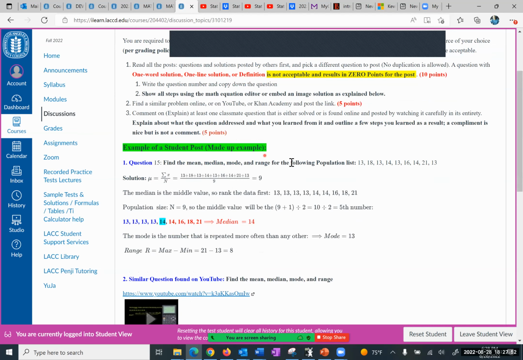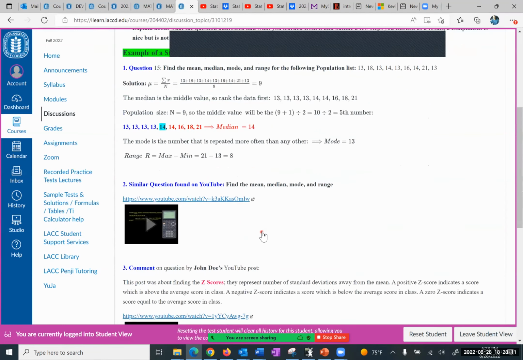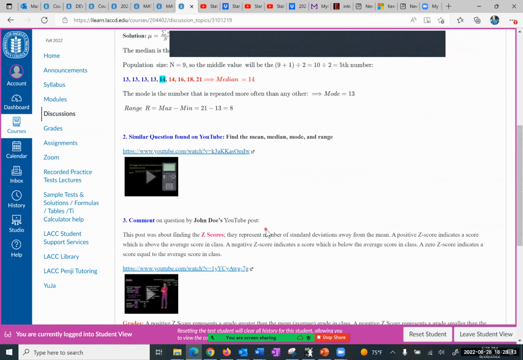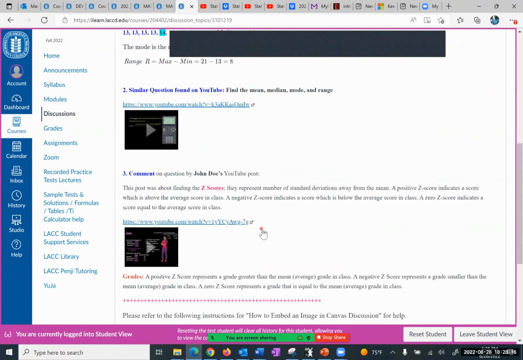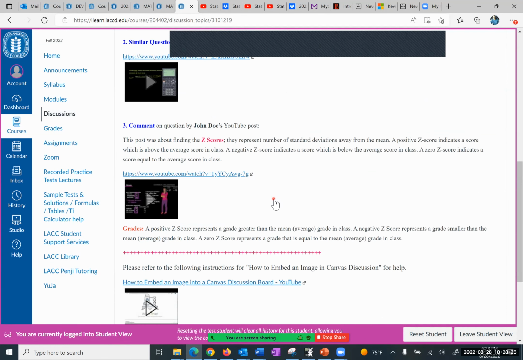I have put an example here. Find the mean, median, mode, and range. I have shown you with mathematical formulas. I put everything down, explained the solution. Then I picked a similar question, and I'm commenting on somebody's YouTube post, supposedly. Again, this is just a sample. And the comment should be something that I have learned and I let others learn.